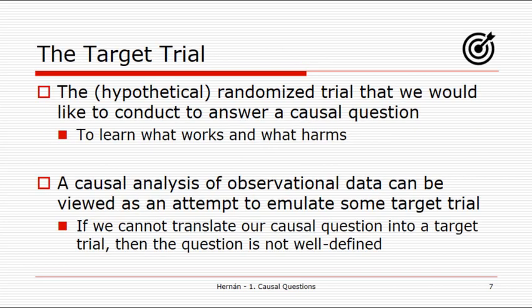So the target trial is the hypothetical randomized trial that we would like to conduct to answer a causal question. Because we cannot do it, we use the observational data to try to emulate that. One consequence of this way of thinking is that if we cannot think of a hypothetical randomized experiment that would answer our causal question, then our causal question may not be well defined. Then maybe we don't know what we are trying to answer.